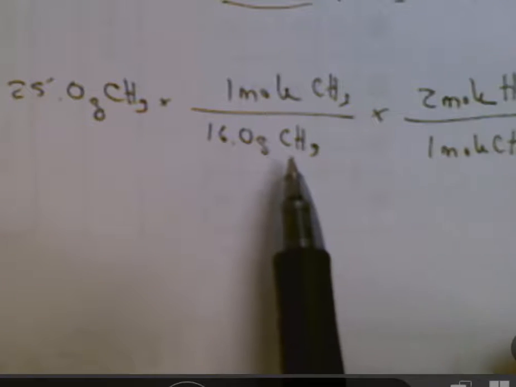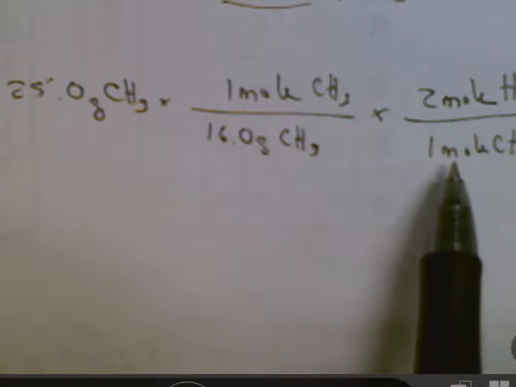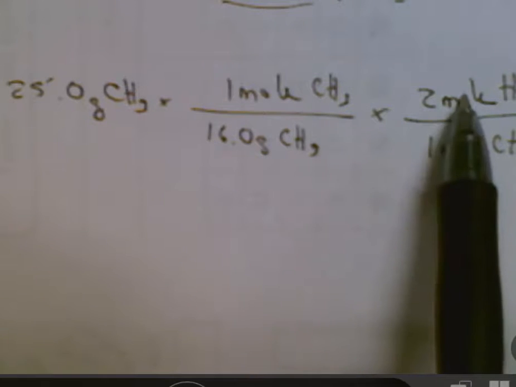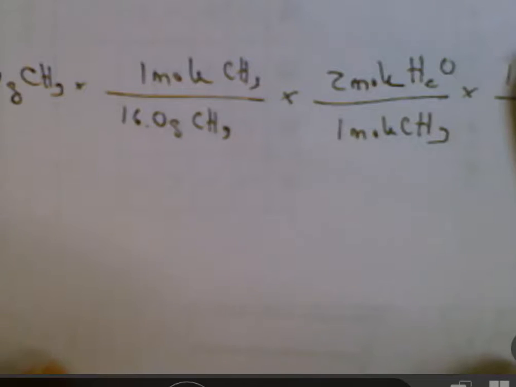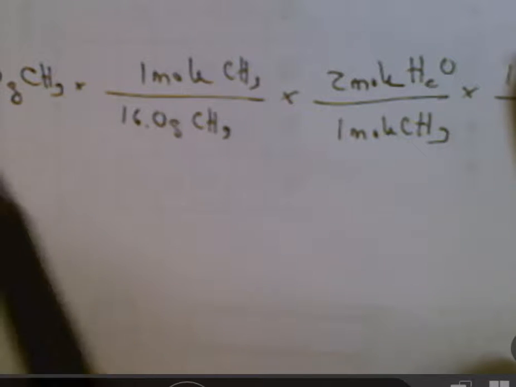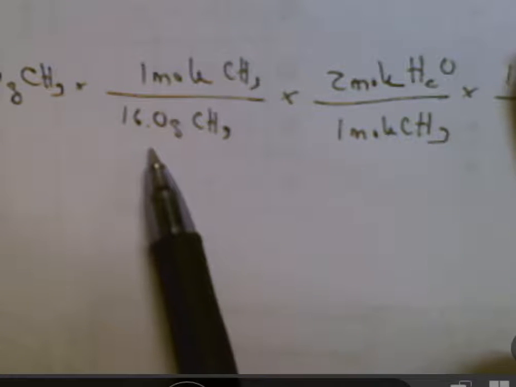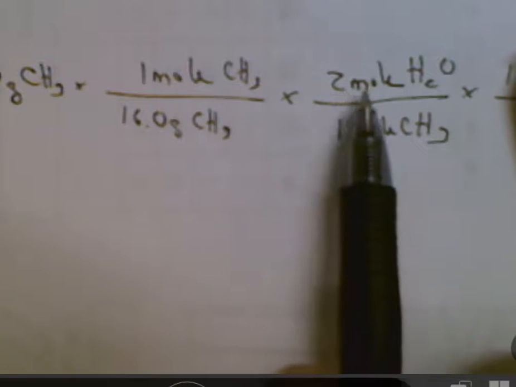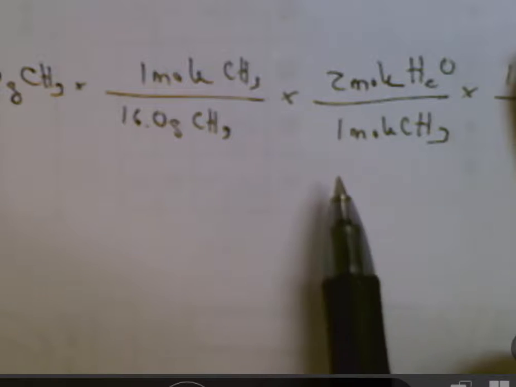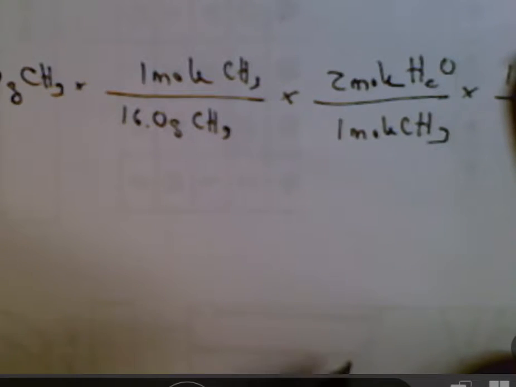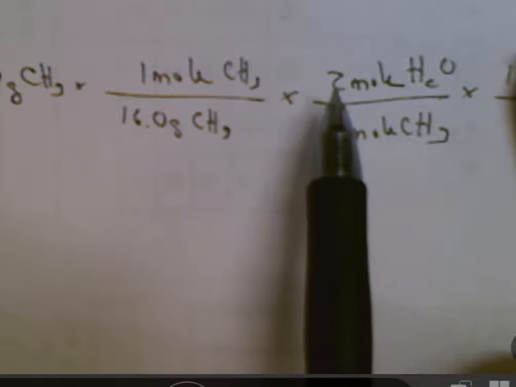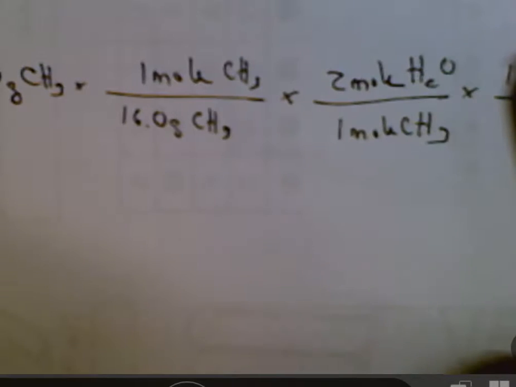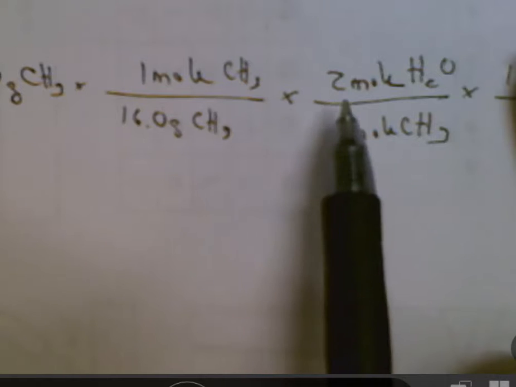I know that there's a molar ratio. In my formula, for every 1 mole of methane, there are 2 moles of water that are produced. So I could take that 25 grams, divide it by the 16, we know what that is, that's 1.56, and then multiply that by 2, and that would give me the number of moles of water produced. But let's take that one step more, because what we really want to know is how many grams of water are produced, not just the moles.